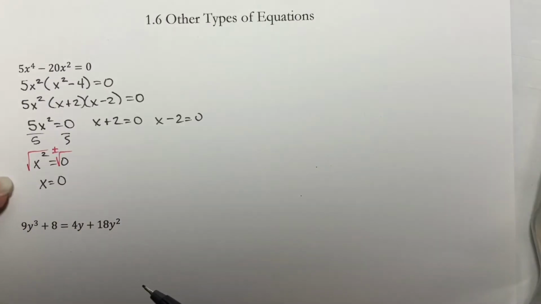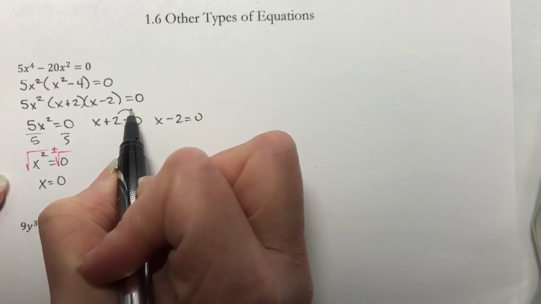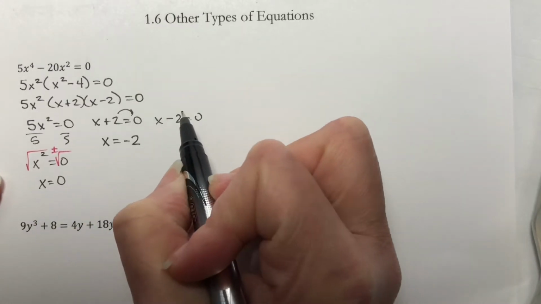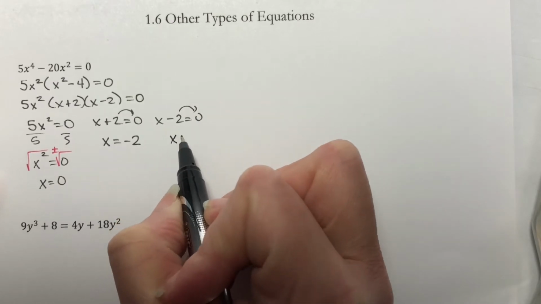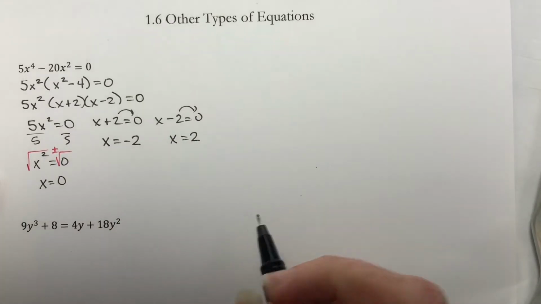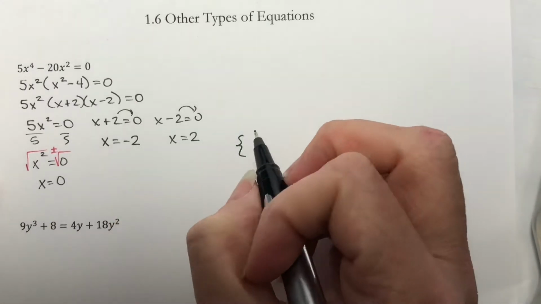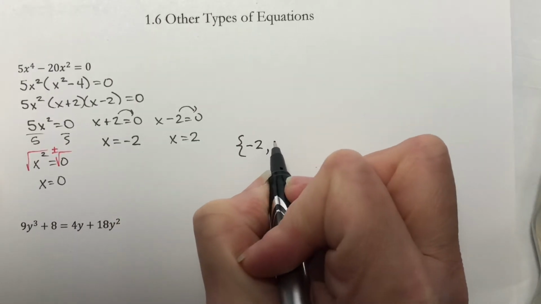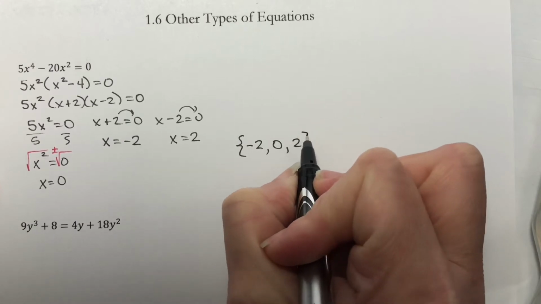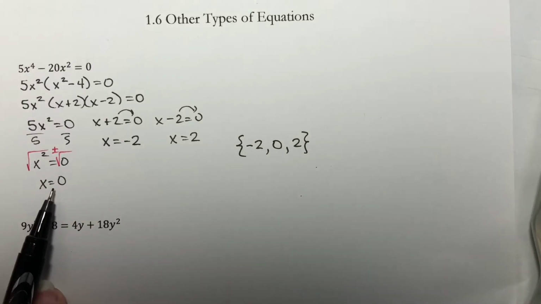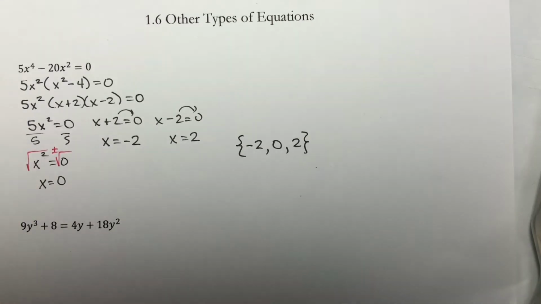Okay, now here, subtract 2 from each side, you get x equals negative 2. Add 2 to each side, x equals positive 2. So your 3 answers, technically 4, are negative 2, 0, and 2. Again, I expect 4 answers. I got this one twice, so it does add up to the 4 I should expect.